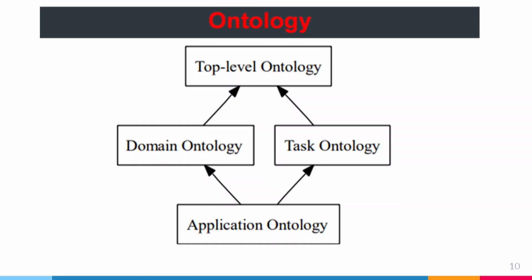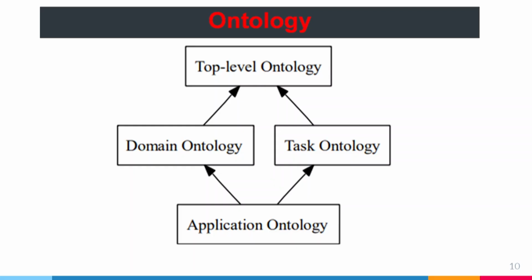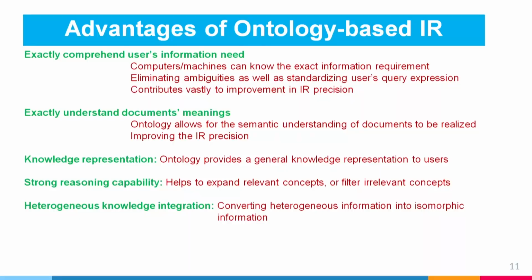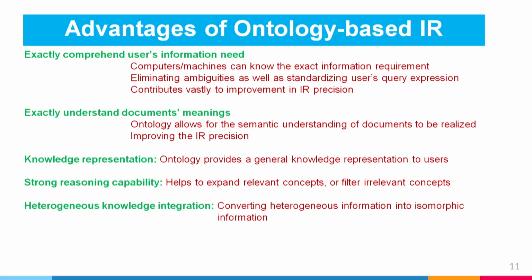Ontology can be top level ontology, domain ontology, task ontology, and also application ontology. So what are the advantages of ontology in terms of information retrieval? It exactly comprehends users' needs, users' information need, exactly understands documents' meanings, it can properly represent the knowledge, it has strong reasoning ability, and it can also integrate heterogeneous knowledge. So dear learners, now look into the next concept, that is data mining.